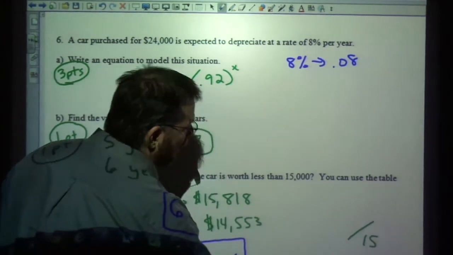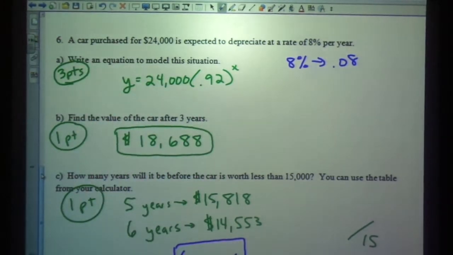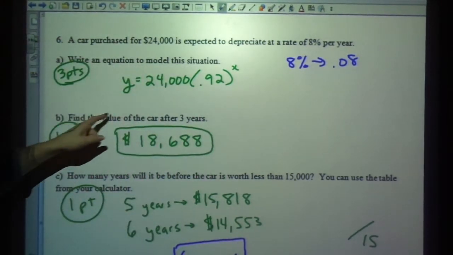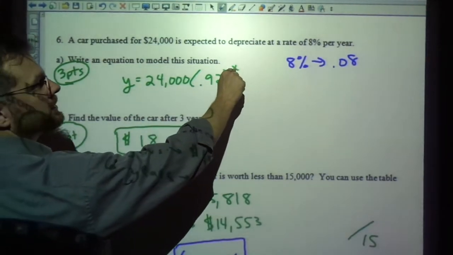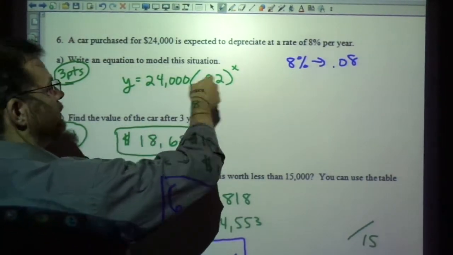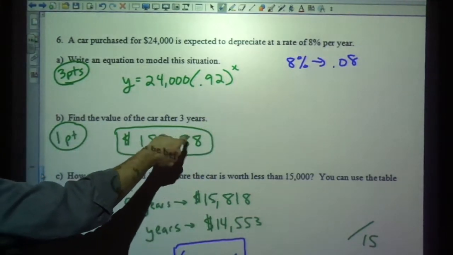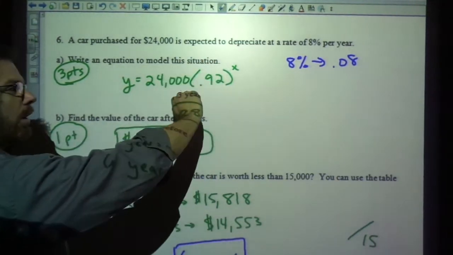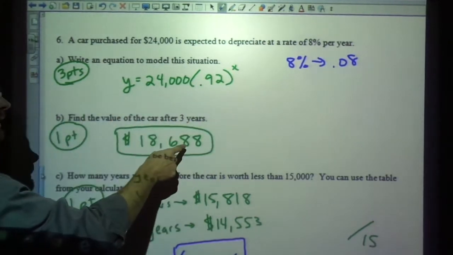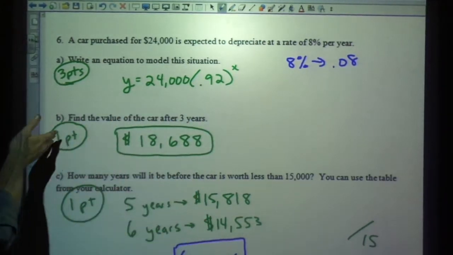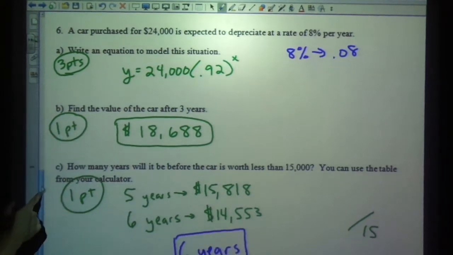Now, if they have the wrong equation, then we've got to play with those numbers a little bit. Because the value of the car after 3 years, we're going to plug 3 in here for x in the calculator. If you do it correctly, you should get 18,688. But if this formula was wrong, you could still give them the right point. If you plug it in and it works to get this number, and they did that part right, they can still get the 1 point here.